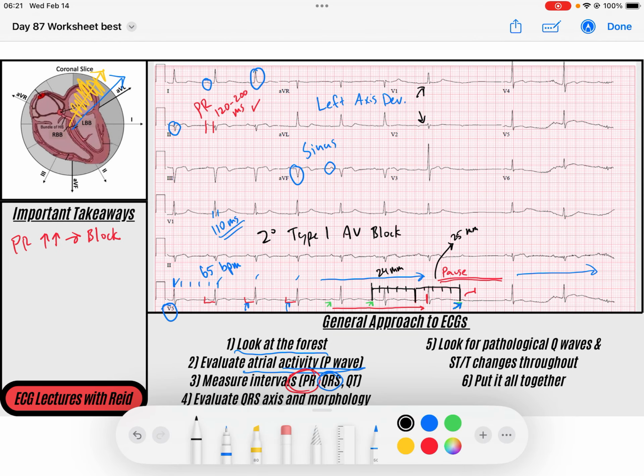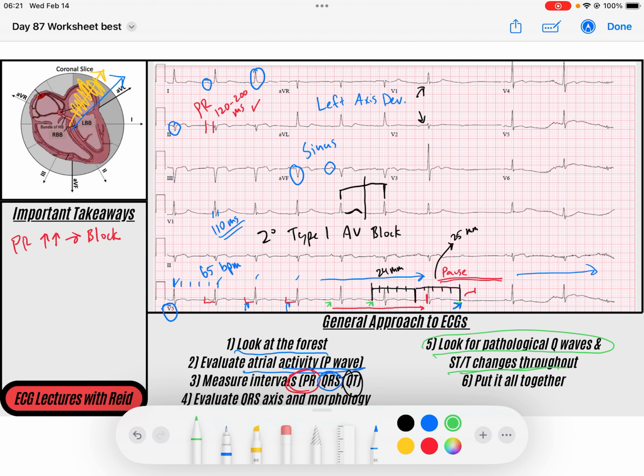And then the next thing I'm going to do real quick is evaluate my QT interval. I may pick an R to R, and from there, the midway point, my T wave is terminated by then, so that's good. That's normal. And now, my last part of the rhythm analysis is going to be to look for pathological Q waves and ST or T wave changes. That's going to tell me about any ischemic changes that I might have.